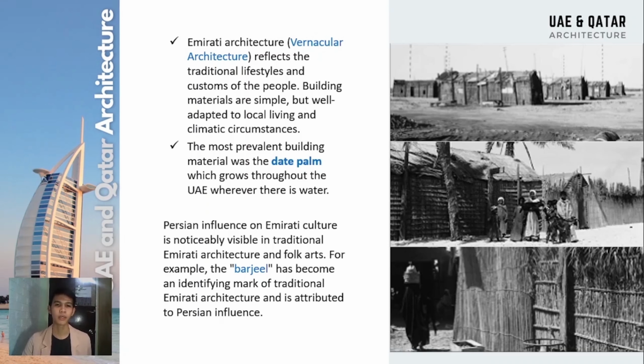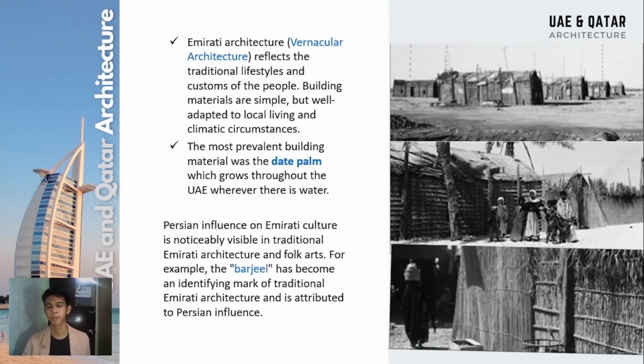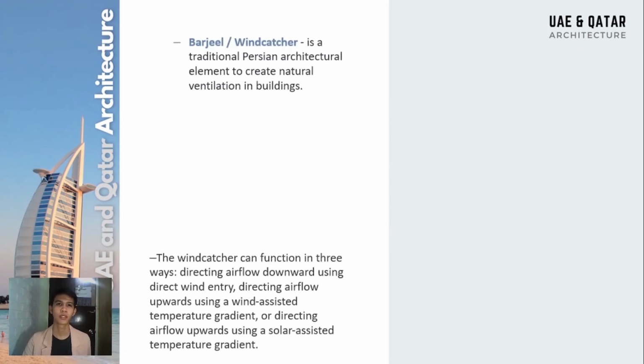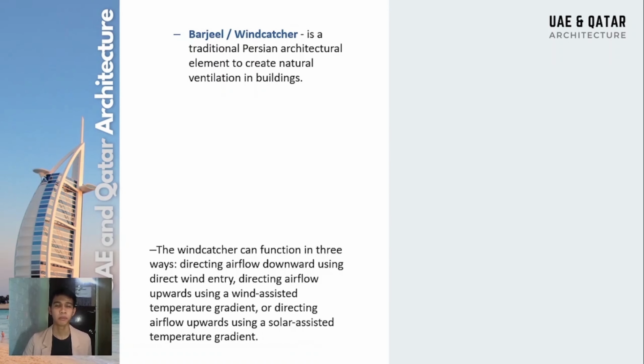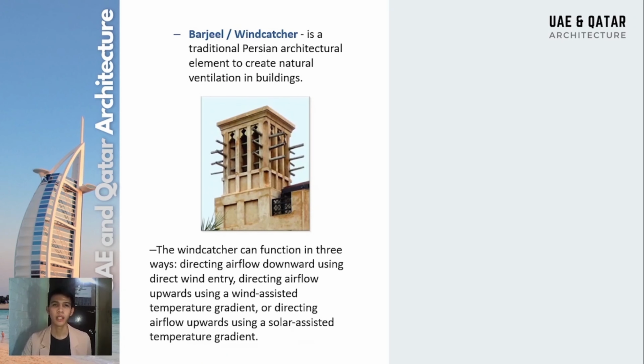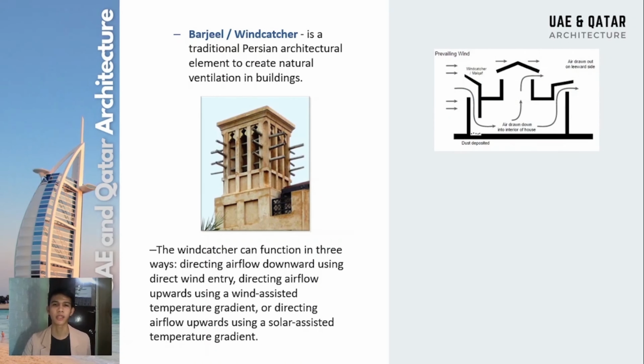Persian influence on Emirati culture is noticeably visible in the traditional Emirati architecture and folk arts. For example, the Barjil has become an identifying mark of traditional Emirati architecture and is attributed to Persian influence. Barjil, or wind catcher, is a traditional Persian architecture element to create natural ventilation in buildings.